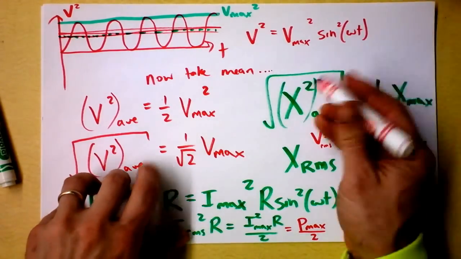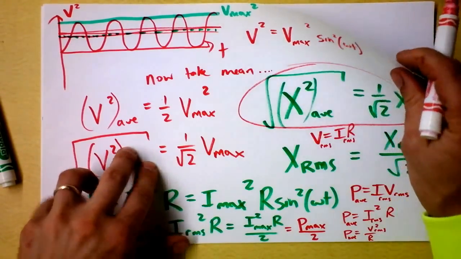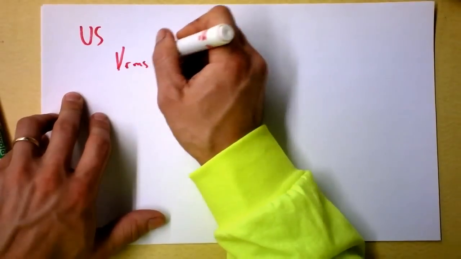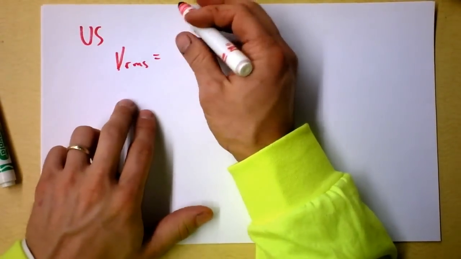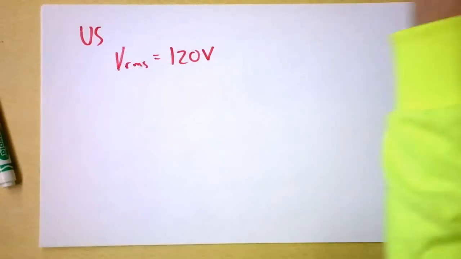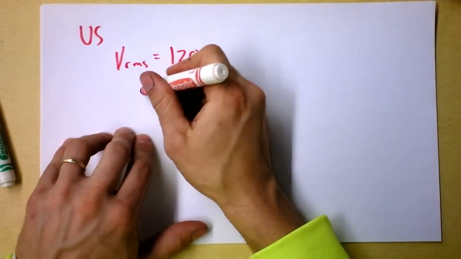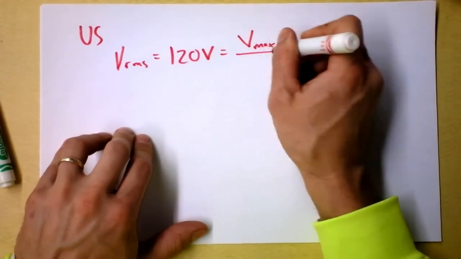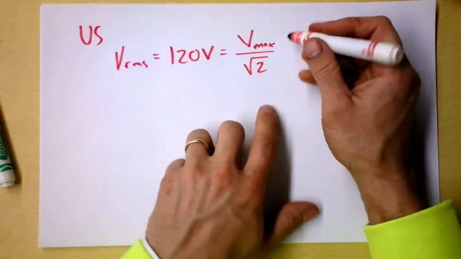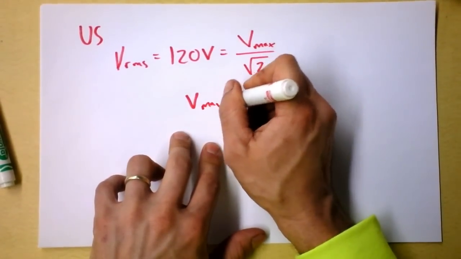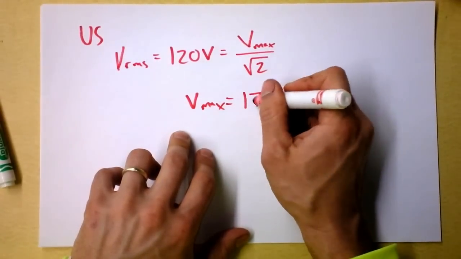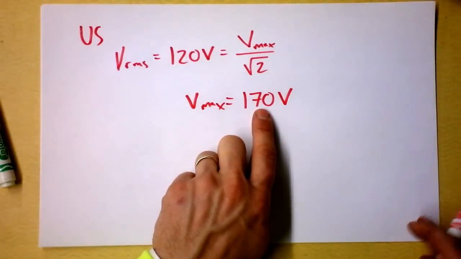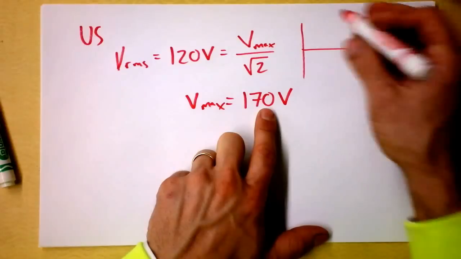So let's look at just one example of this beautiful equation here, the RMS voltage. In the US, V RMS is, what do they say? They say the RMS voltage is 120 volts from my electrical supplier. And I know that the RMS voltage is the maximum voltage divided by the root of 2. So I can find that the maximum voltage is, what do you get? 170 volts or so. Whoa, so they've been telling me it's 120 volts, but really it's 170. No, it's 170 some of the time.